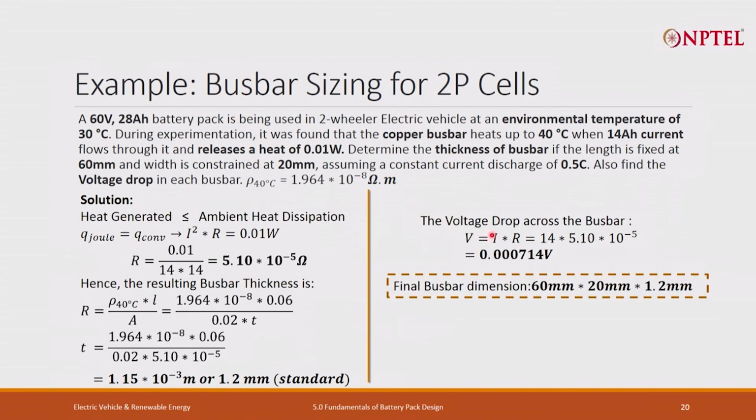The next is the voltage drop across the bus bar, and that is nothing but V equal to IR across the bus bar. Here I is 14, and the resistance we already know for one bus bar. So, that is 0.000714 volt. So, the final bus bar dimension we can say is 60 mm into 20 mm into 1.2 mm. So, 60 mm is the length, 20 mm is the width, and 1.2 mm is the thickness.